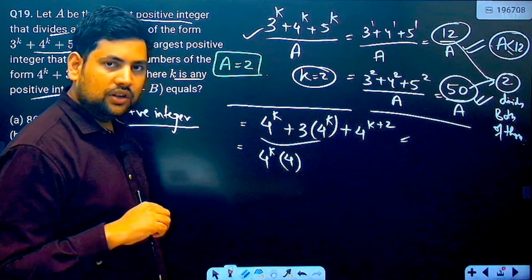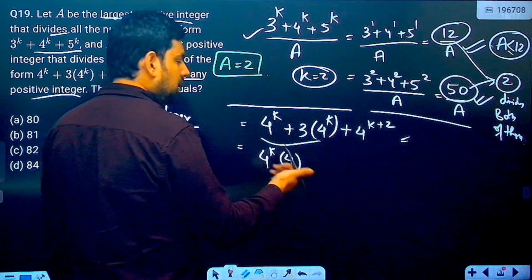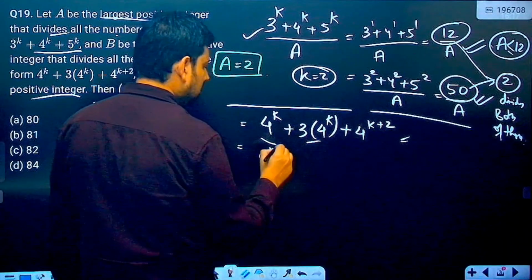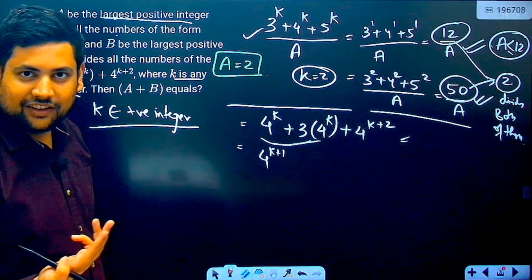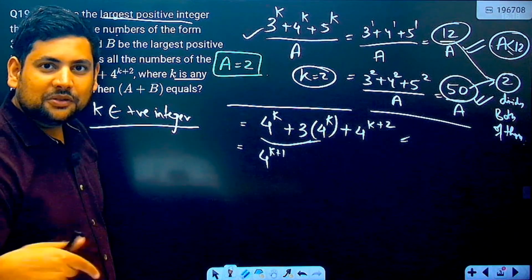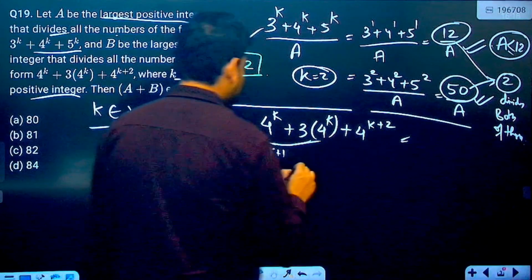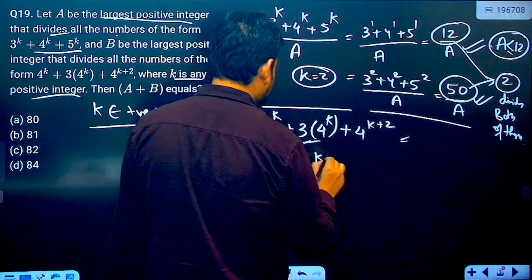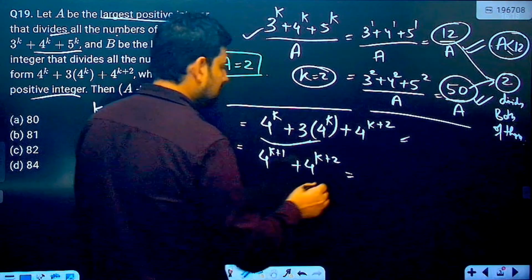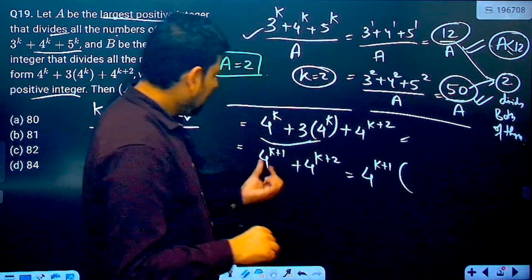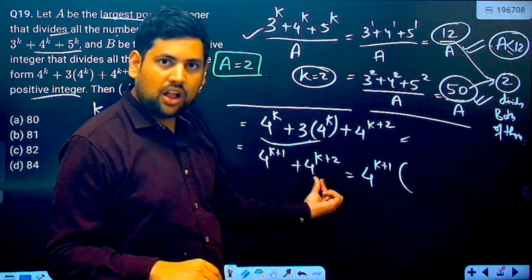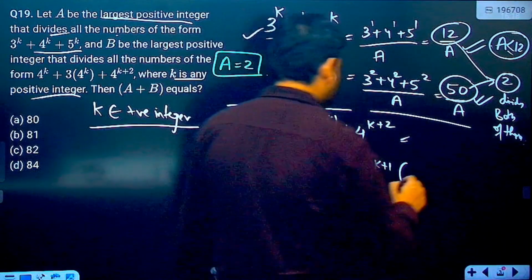1 plus 3, 4. Now, isn't 4 power k into 4 simply equal to 4 power k plus 1? Correct? 4 power k into 4 power 1 is 4 power k plus 1, plus 4 power k plus 2. Isn't this equal to, if I take 4 power k plus 1 common, I will get 1 here and I will get 4 here. 1 plus 4 is 5.